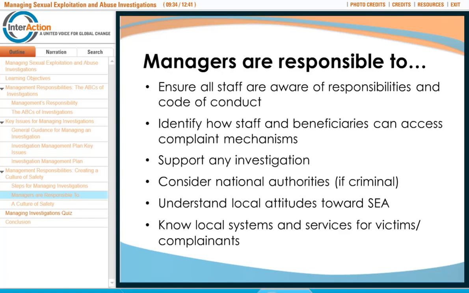Referrals may be needed for care and support of victims and others involved in the case. For example, healthcare, psychosocial counseling, protection, and other services. In the absence of formal services, it may be necessary to access informal support mechanisms in the community. Referrals for support must always be made confidentially and with the consent of the victim or complainant.